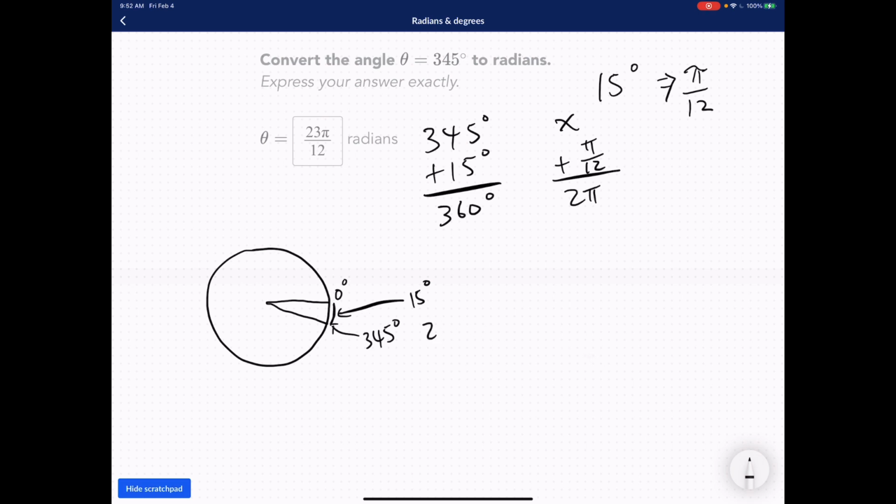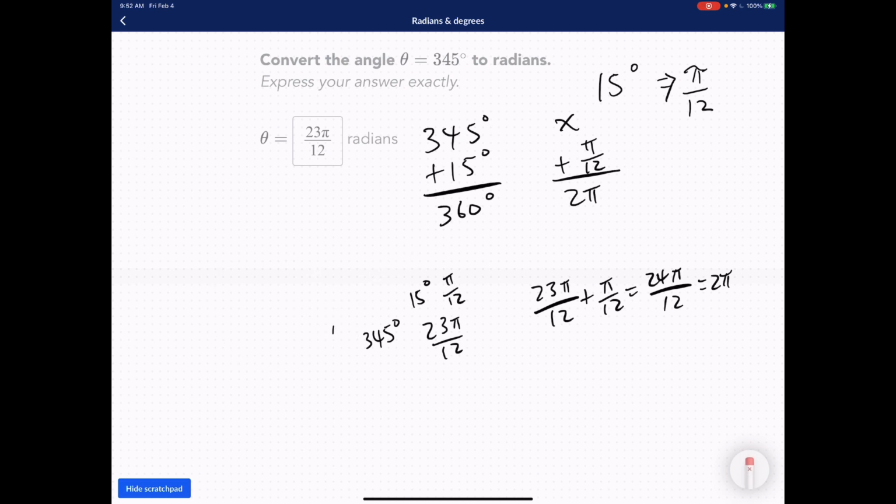So this we found out was 23 pi over 12. 345 is 23 pi over 12. 15 degrees is pi over 12. And pi over 12 plus 23 pi over 12, so 23 pi over 12 plus pi over 12, equals 24 pi over 12, which is equal to 2 pi. Which, by the way, 360 degrees is equal to 2 pi. You see? So it all worked out. So 23 pi over 12 plus pi over 12, which is 15 degrees, all of that equals 360, okay?